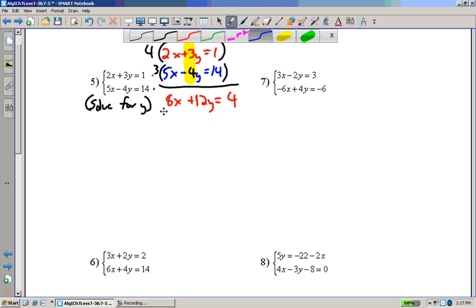3 times 5x is 15x. 3 times 4 is 12y. 3 times 14, well, 3 times 10 is 30. 3 times 4 is 12, so 30 plus 12 is 42.